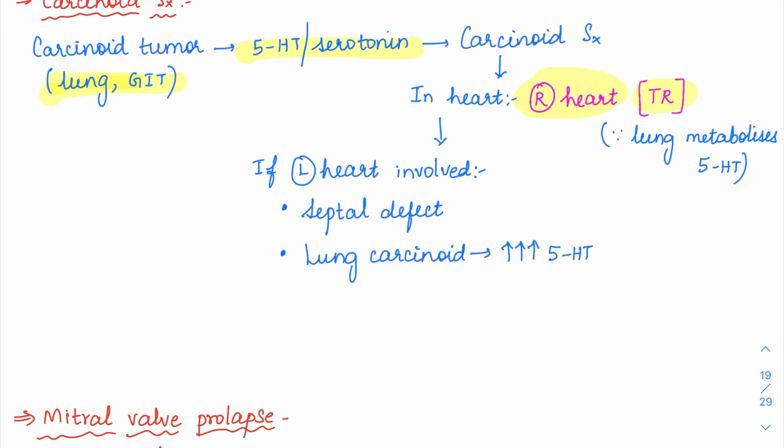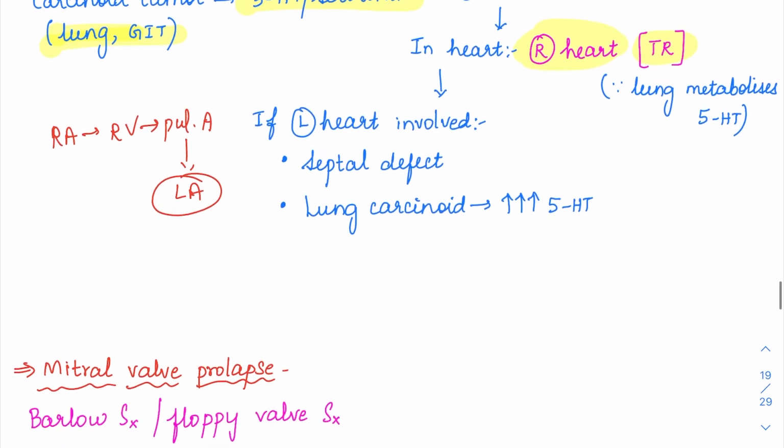Why is the right heart being involved? Because the GIT is the most common site, right? So the serotonin released by these GI carcinoids will enter the portal vein and come into the right atrium. From the right atrium, it goes into the right ventricle, and from the right ventricle, it will go into the pulmonary artery and enter the pulmonary circulation. In the pulmonary circulation, it is actually going to be metabolized. So the serotonin is going to be metabolized in the lung itself. So when it reaches from the lungs into the left atrium, there is not going to be any 5-hydroxytryptamine left to cause any syndrome. That is why the left heart is usually not affected. It is the right heart which is affected in carcinoid syndrome.